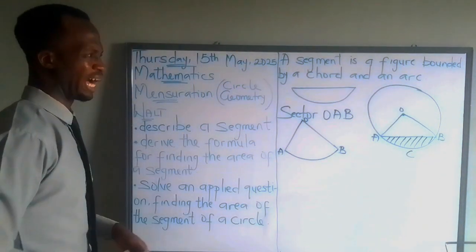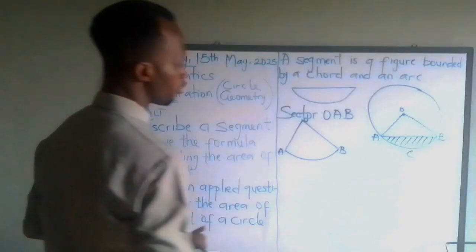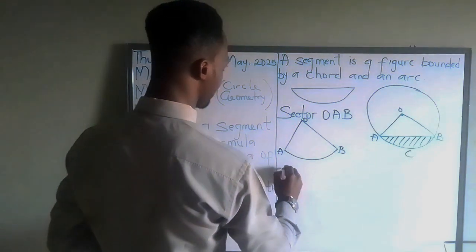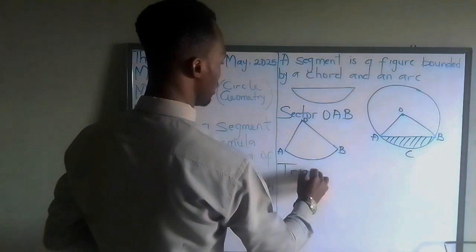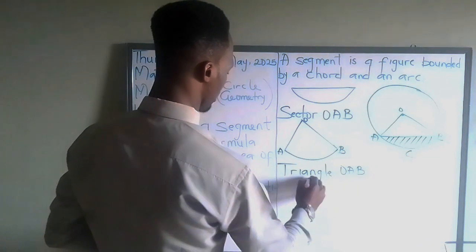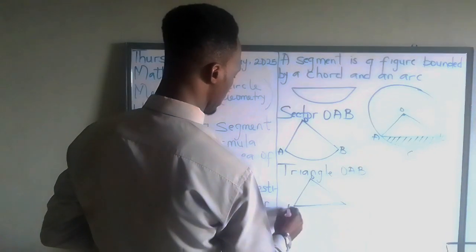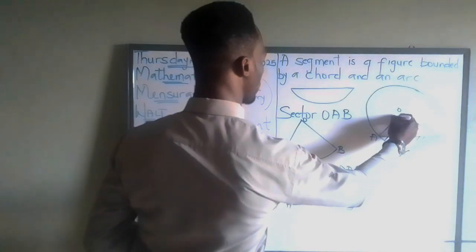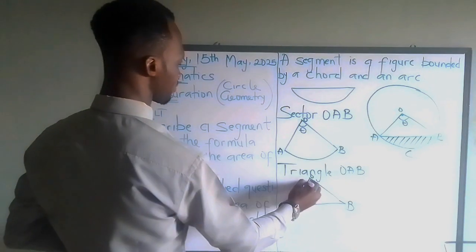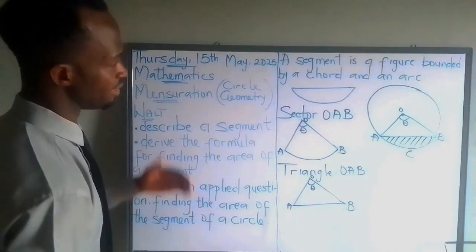Now that we have a sector, how do we find the area of the segment? Now again, we also have a triangle. Okay, let me draw that here. Triangle OAB. So we have triangle OAB. Now the angle subtended at the center of the circle is theta. So how then do we find the area of the segment?